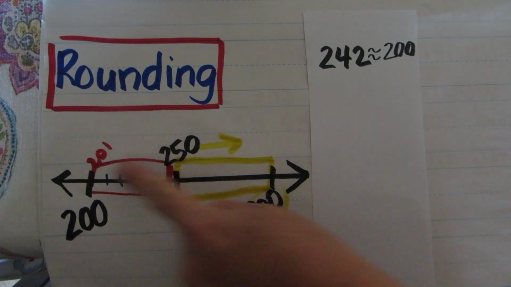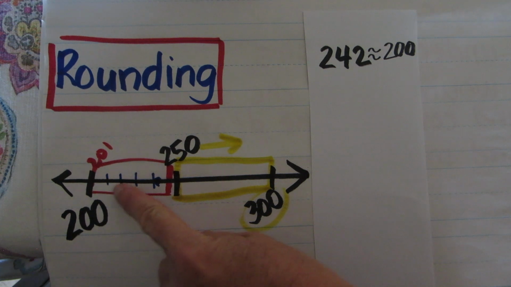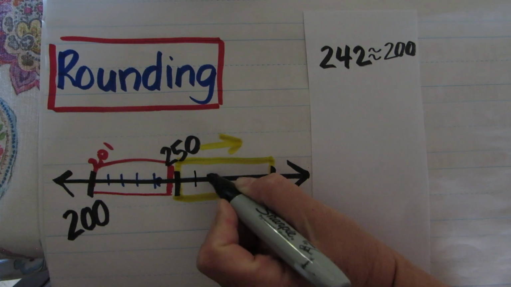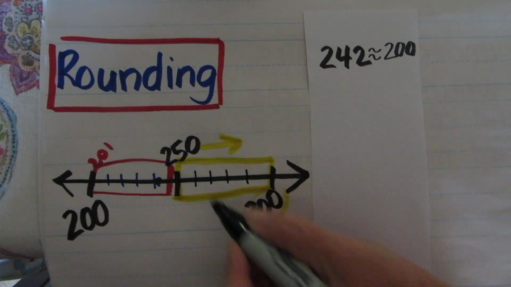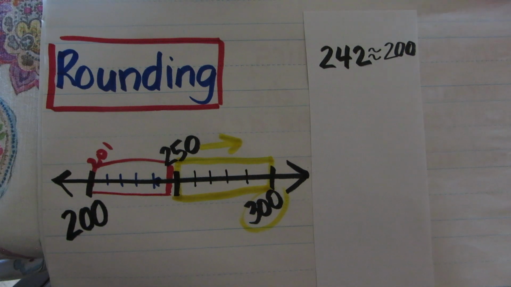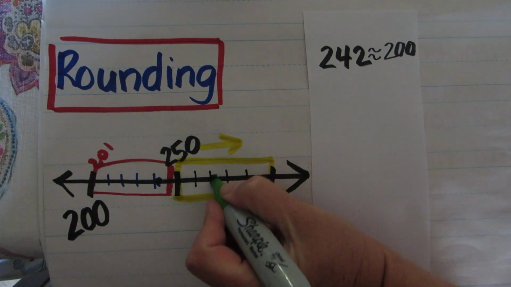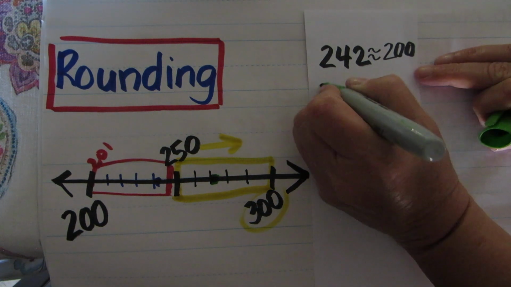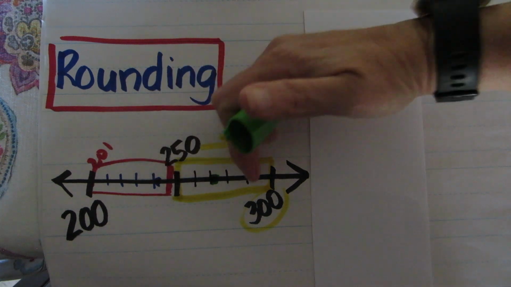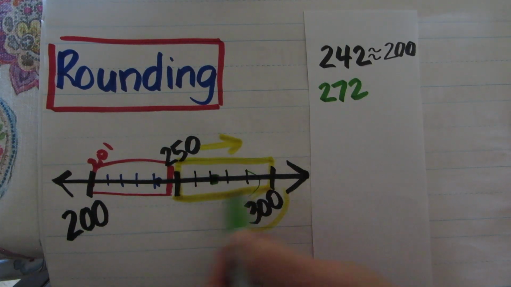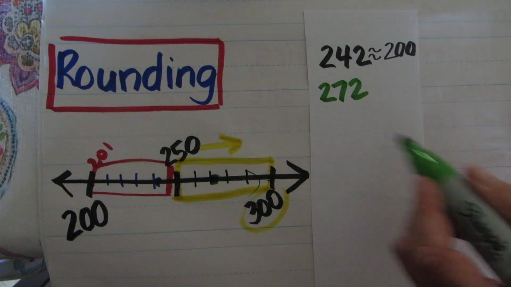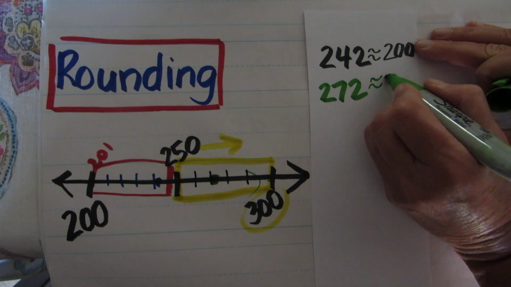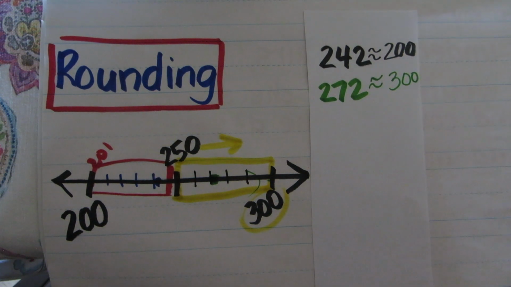Okay, 272, well, I've got 210, 220, 230, 240, 250, 260, 270, 280, 290. So 272 would be right about here. Now 272 is greater than 250. So any number that falls from 250 and higher would round up to the next hundred. So 272's nearest hundred would be 300.